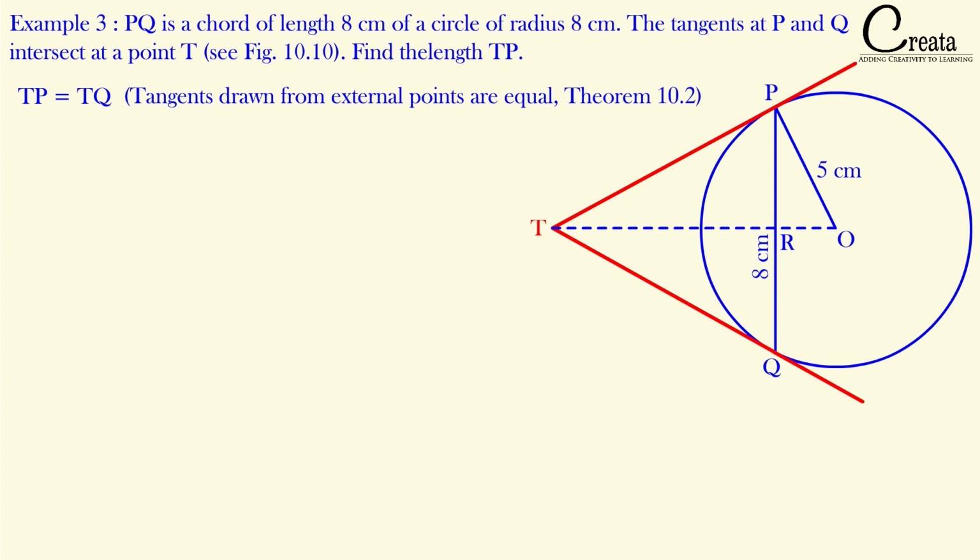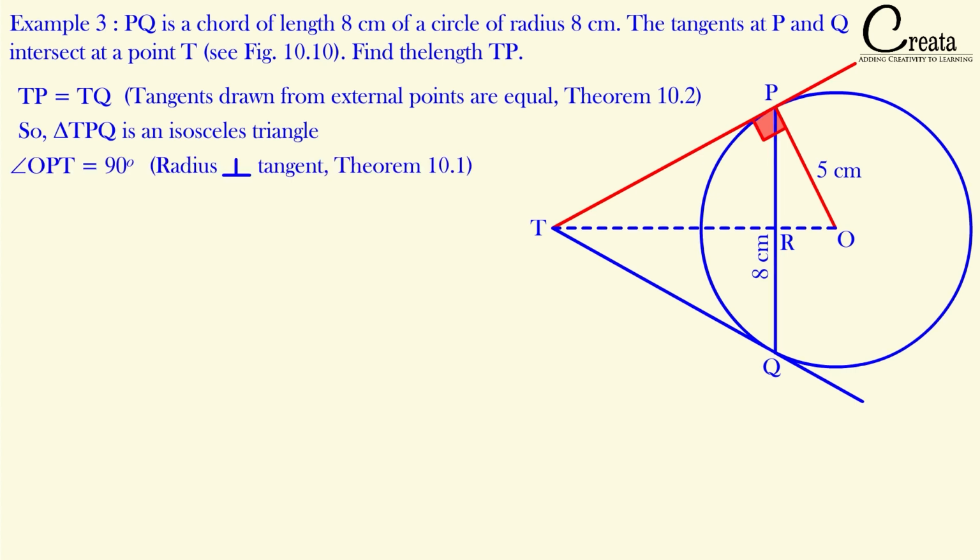These two tangents are forming the triangle TPQ. Two sides of this triangle are equal, which means this is an isosceles triangle. Further, OP is the radius and TP is the tangent, so this angle will be a 90-degree angle. Theorem 10.1. Just what I am seeing, I am observing the figure and trying to link it with the concept we have learned in the theory part. So this angle will be a 90-degree angle.